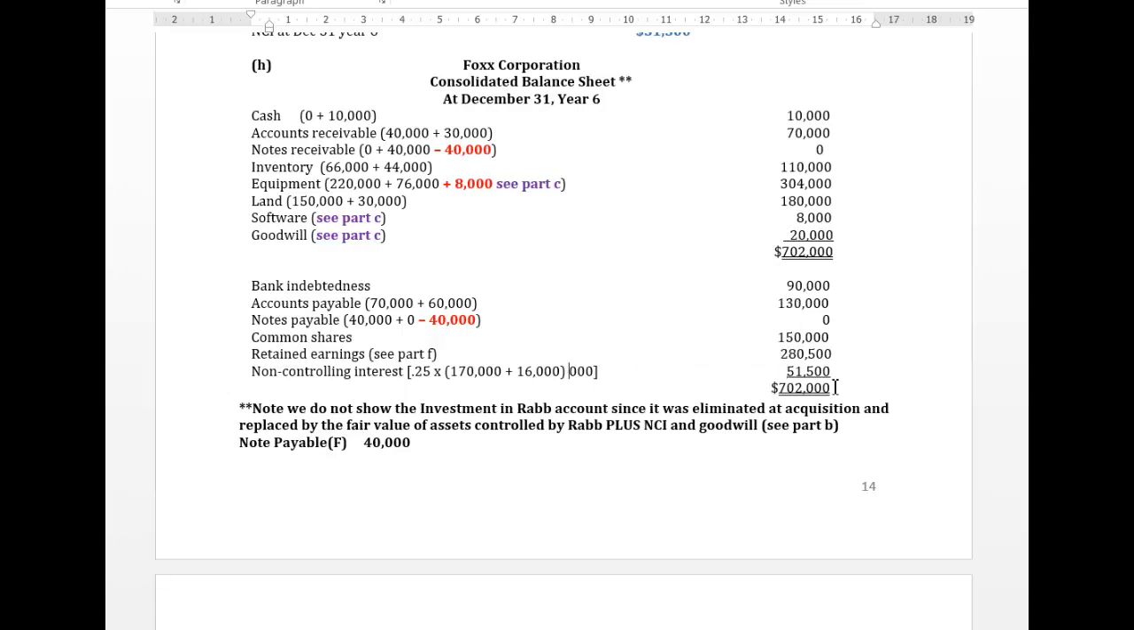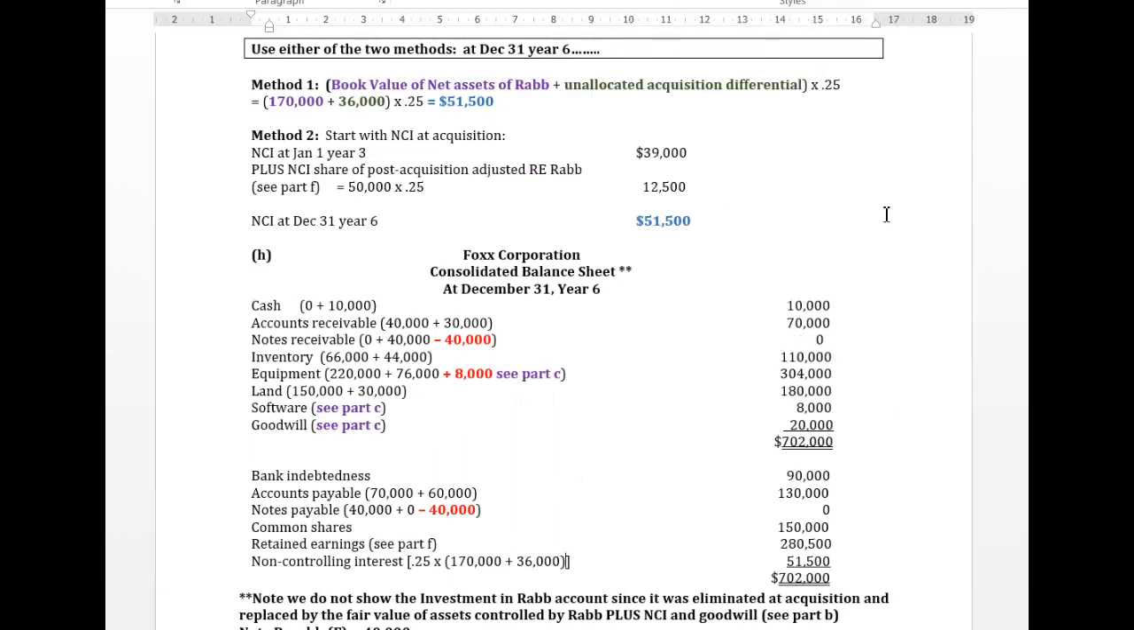In any case, you can see here, I just had some keying errors, but now we've got it straightened out. I just took it from our method 1, but regardless of what method you use, and you can use any method you want in testing, you're still going to get 51.5. So if you plug that in, that's going to give you a balanced balance sheet for consolidation purposes of 702,000.